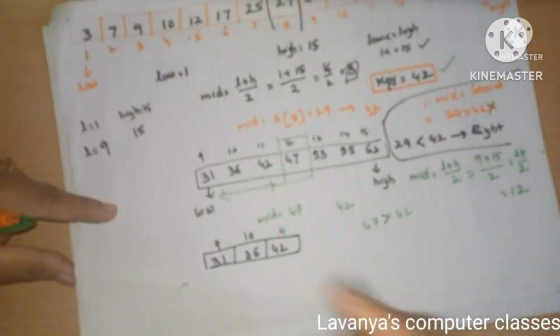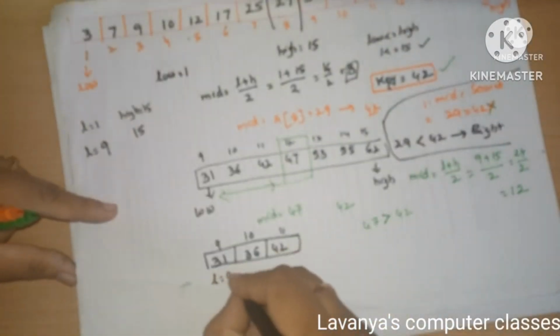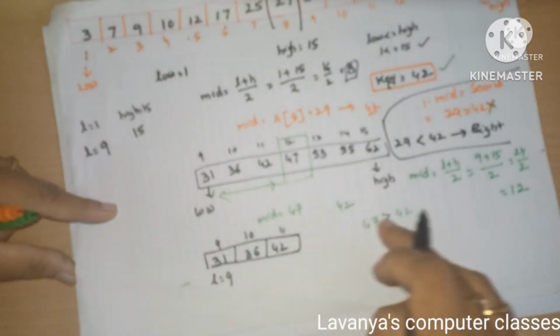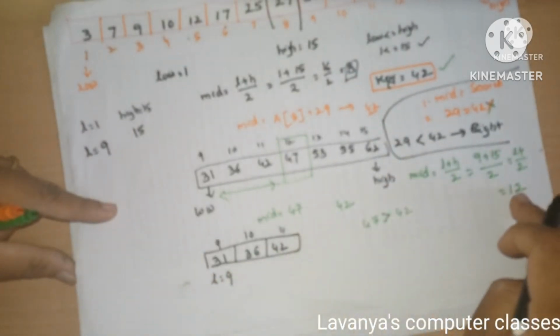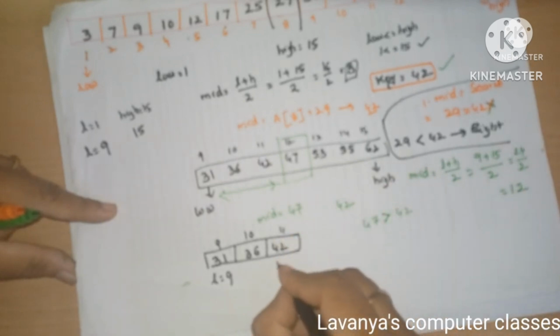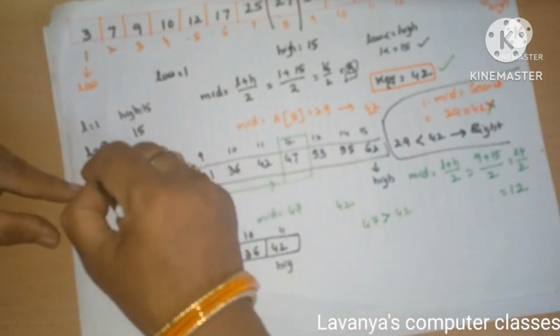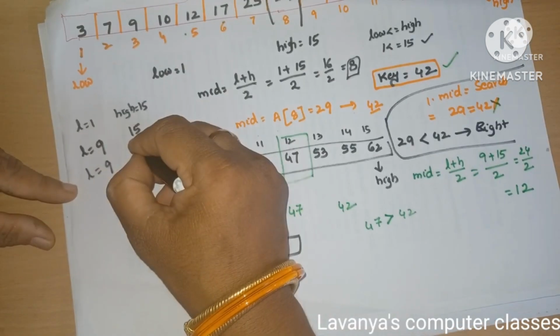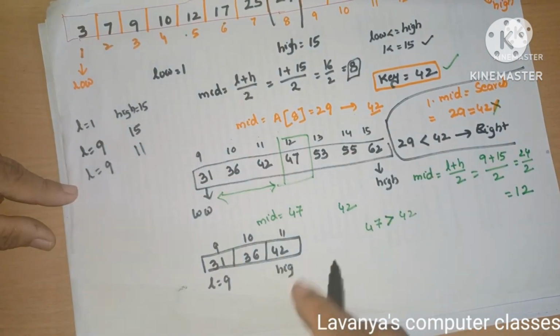So, what is the high value? Low is nothing, no change. Low is 9 only. High value is mid minus 1. So, what is our middle value? 12. 12 minus 1 means it is coming to here, 11. So, here L is equal to 9 only. High is now changed to 11.